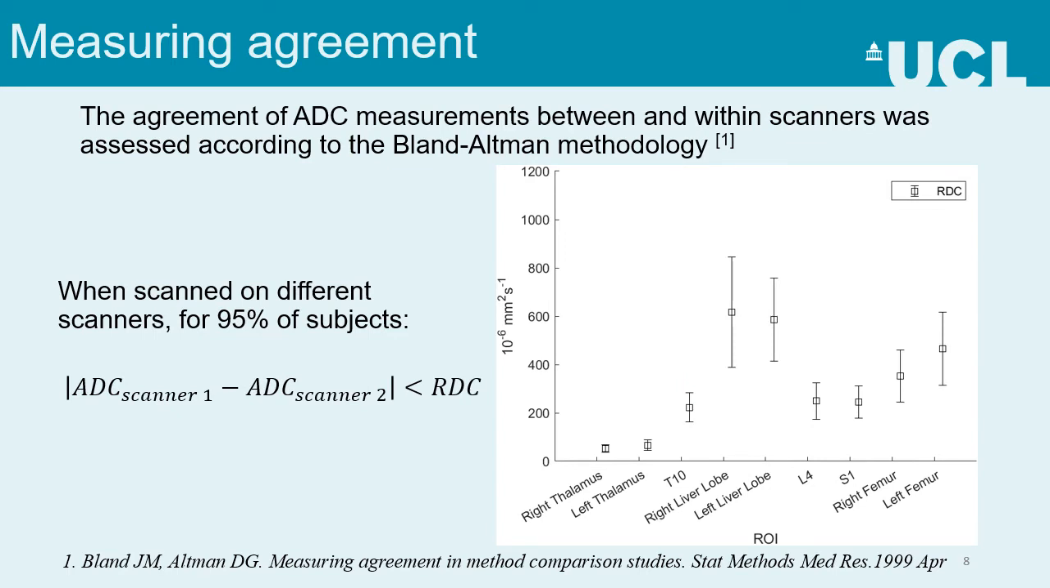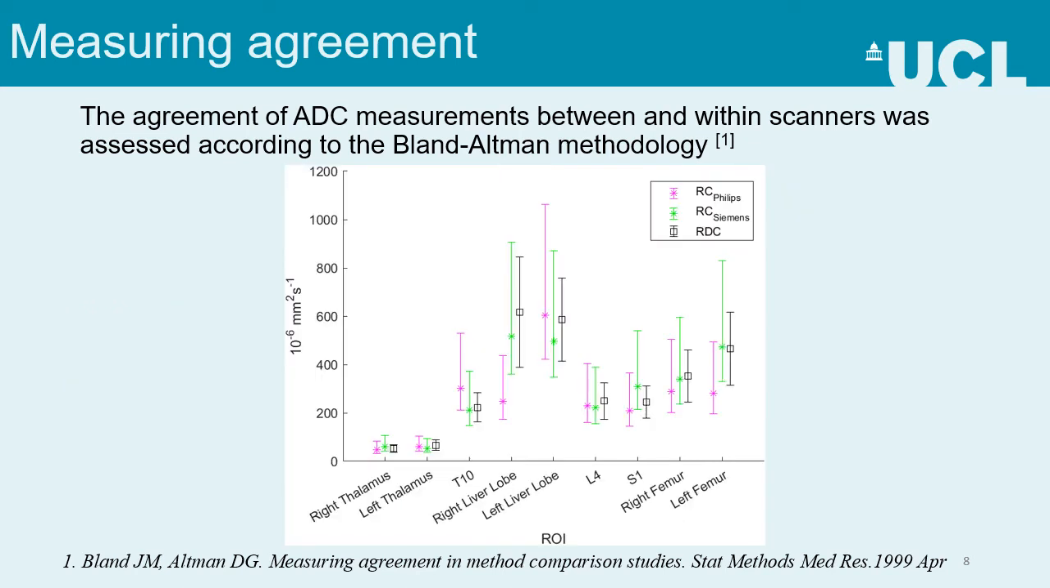The 95% reproducibility coefficient was calculated between the scanners. This is the value that you'd expect 2 readings of a subject, 1 examination taken on each of the scanners, will be within for 95% of the subjects. And this figure shows both the repeatability and the reproducibility coefficients. So for each ROI, the confidence intervals for the repeatability and reproducibility coefficients overlap, showing there is no statistically significant difference.